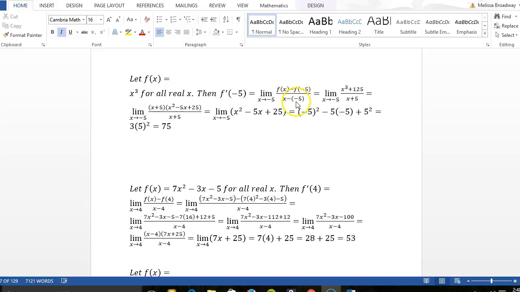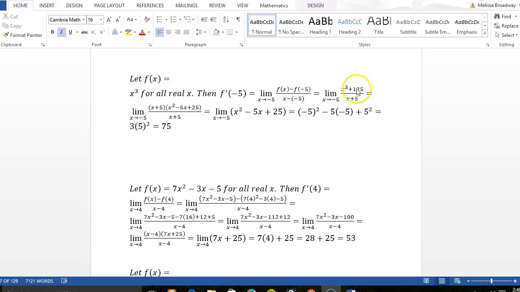Now x minus negative 5 is x plus 5. Here, be careful: f of x is x cubed, and f of negative 5 is negative 125, but we're subtracting a negative 125, which amounts to adding 125. Watch out for your negatives and positives, okay?